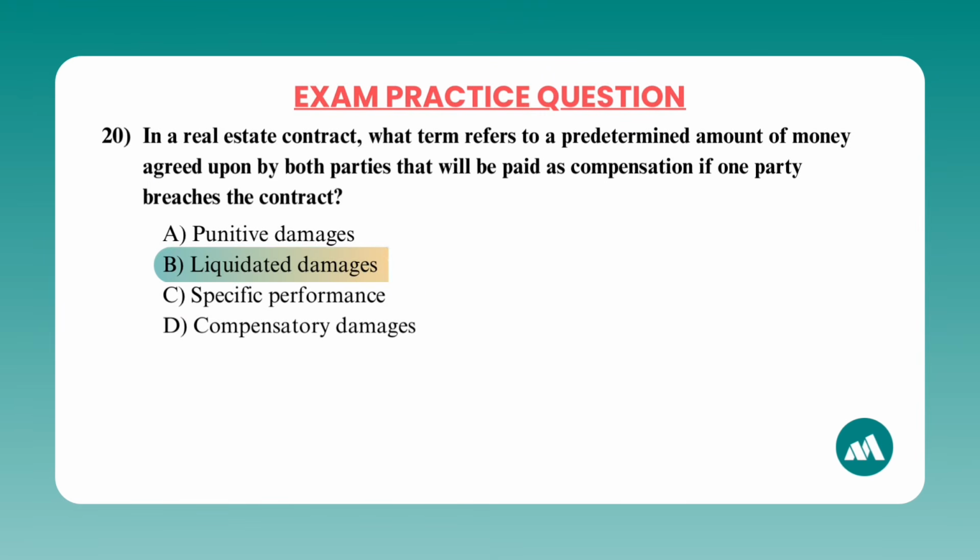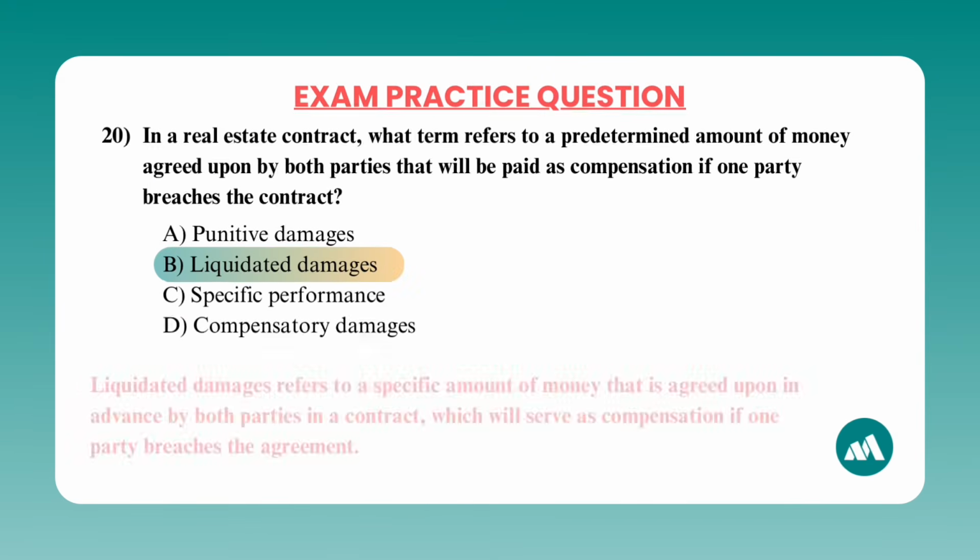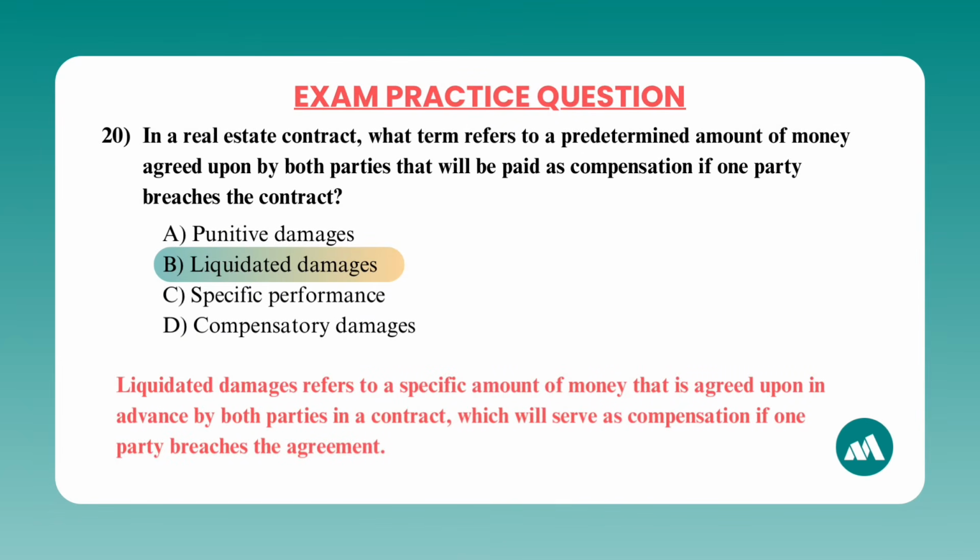And the answer is B, liquidated damages. Liquidated damages refers to a specific amount of money that is agreed upon in advance by both parties in a contract, which will serve as compensation if one party breaches the agreement.